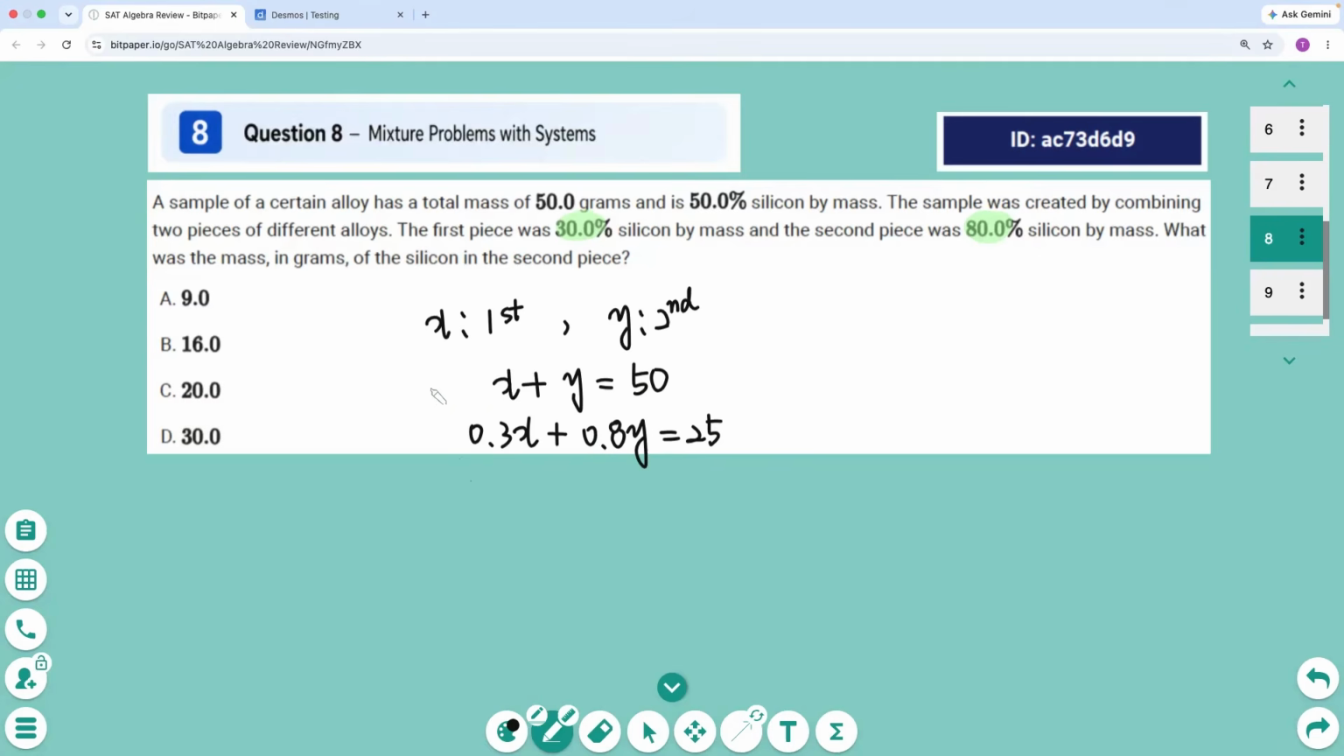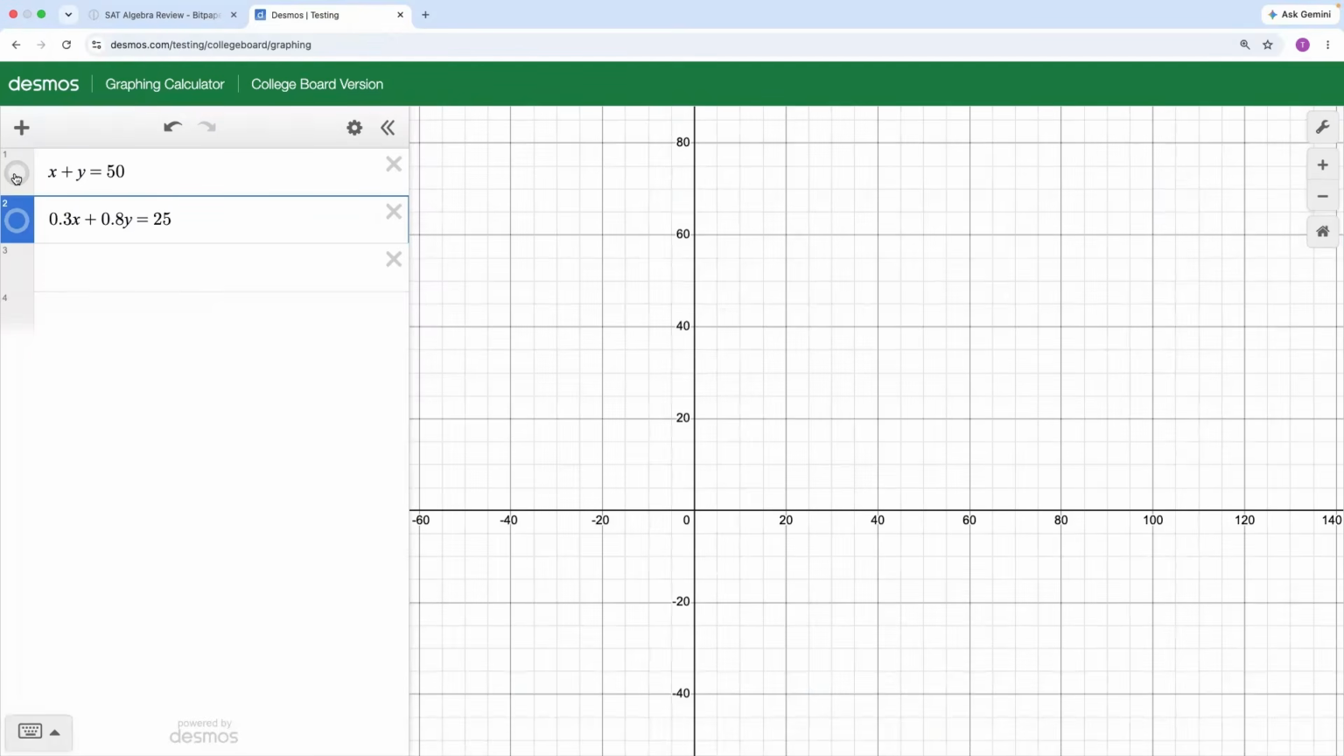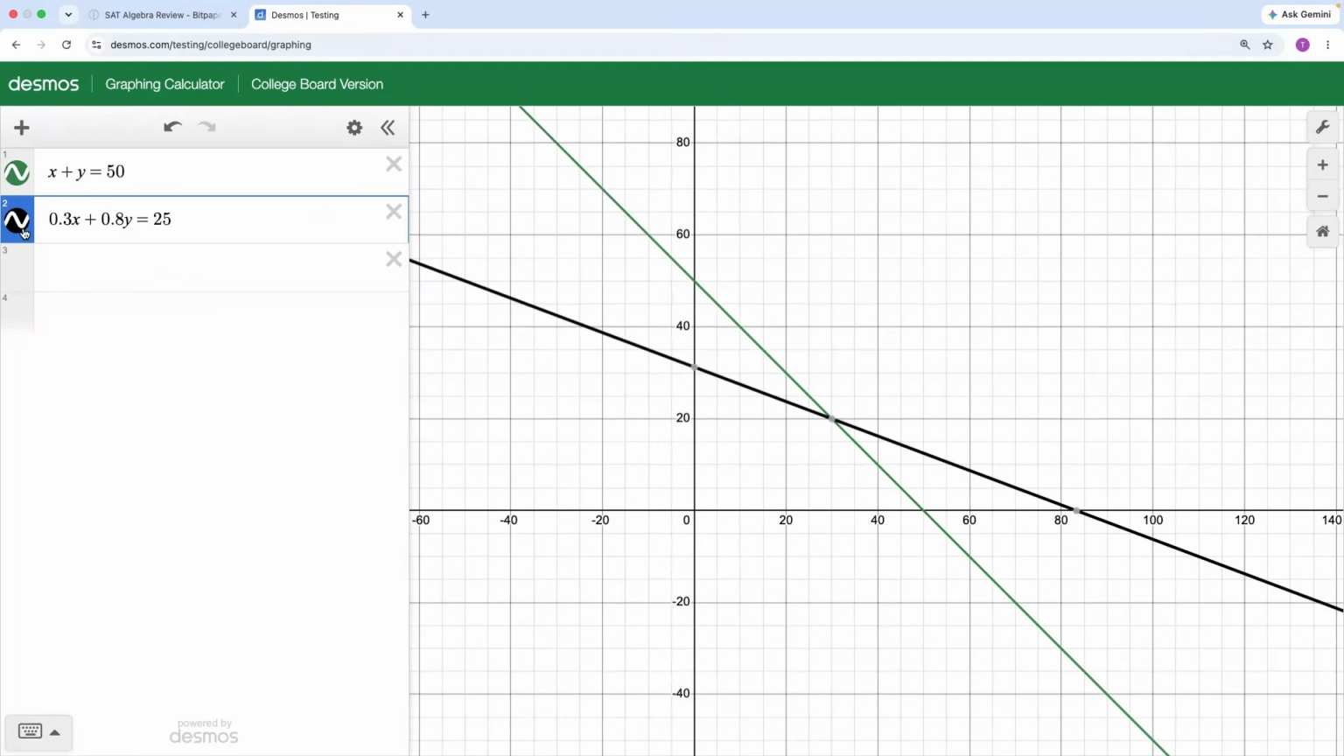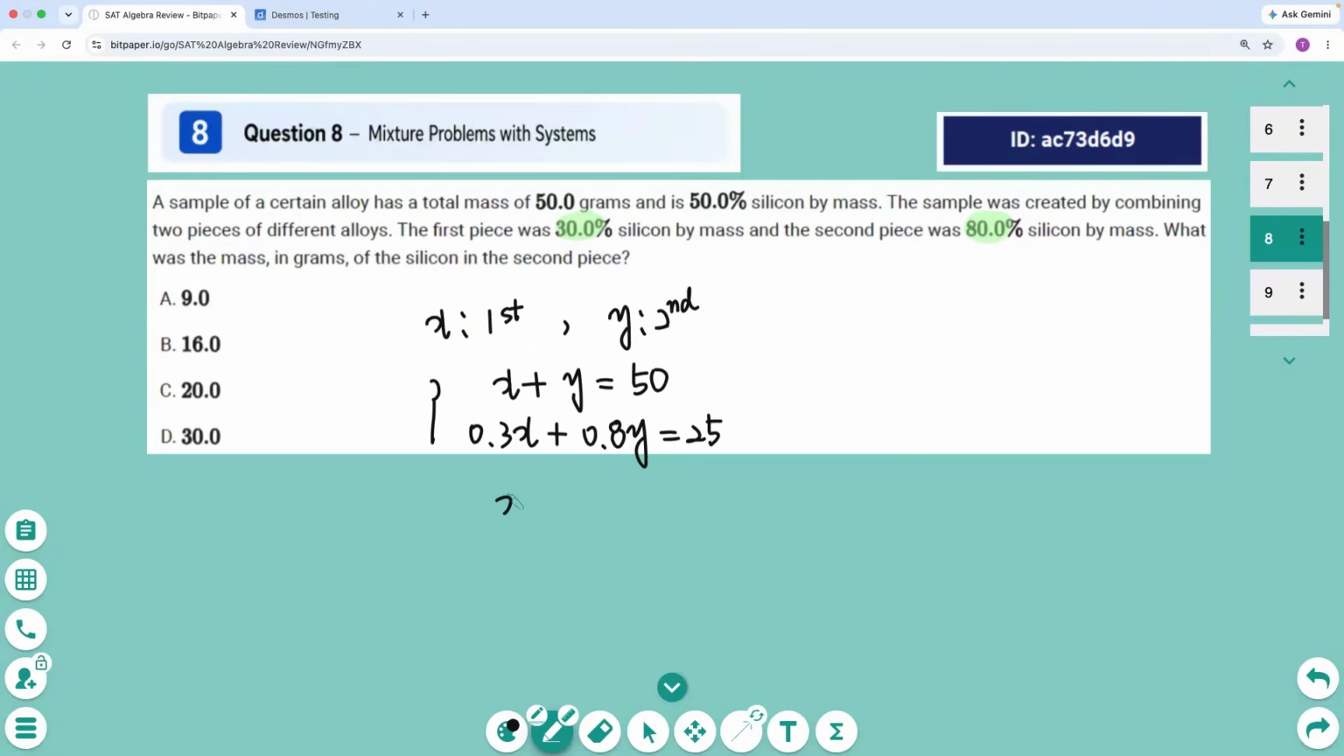Now, we have a system of linear equations. Rather than solving by hand, entering these into Desmos is much faster. Enter these equations into Desmos. Looking at the intersection point, we get (30, 20), meaning x equals 30, y equals 20.